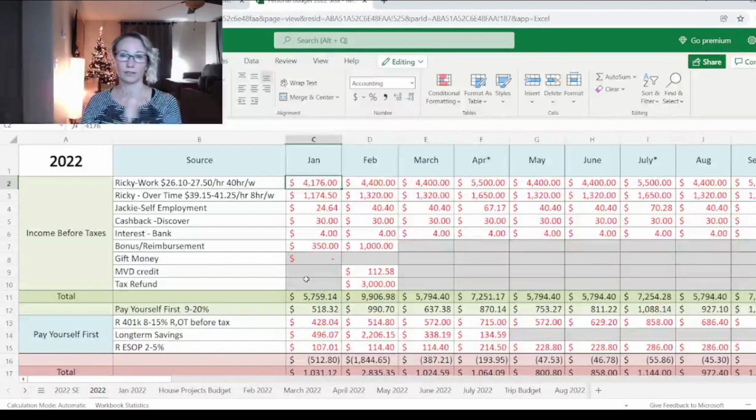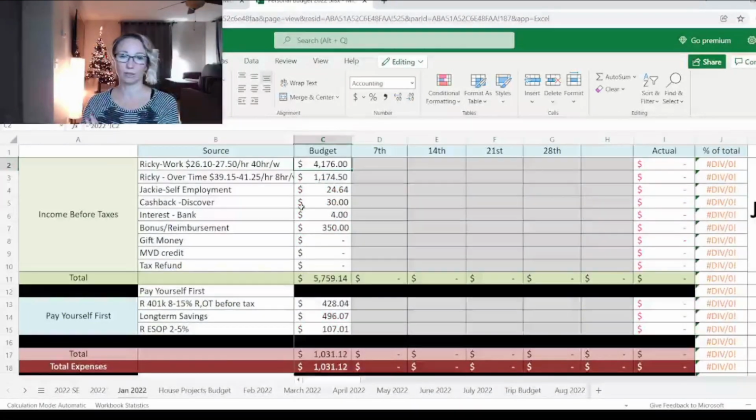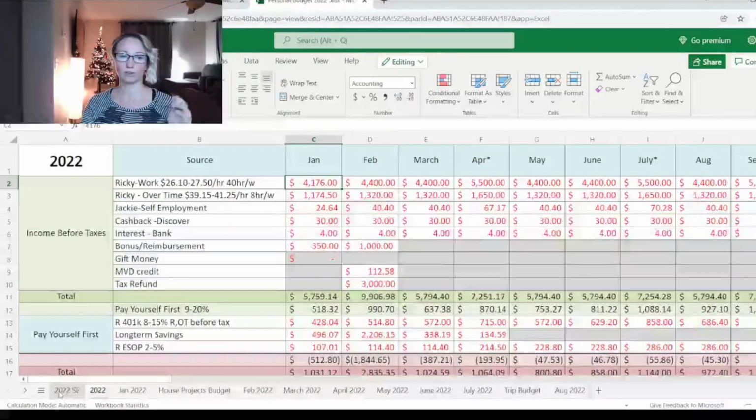The other thing is, if you're going to change your numbers later, update them in the yearly portion before trying to change them in the monthly one, because if you end up changing it here, it's not going to go back to the yearly one. Okay. The other budget you're going to notice here is my self-employment budget, and I will be sharing that in a whole separate video so you can see what different sources of income I have coming in there.